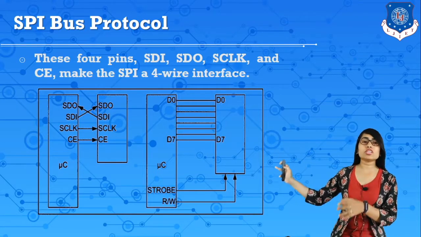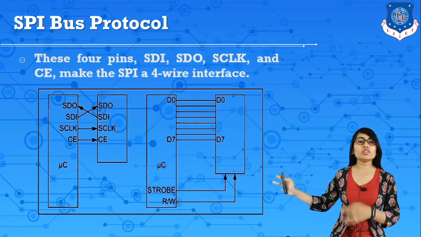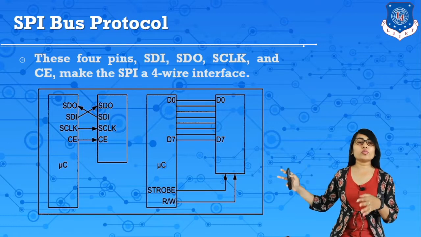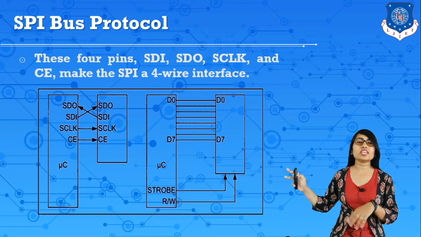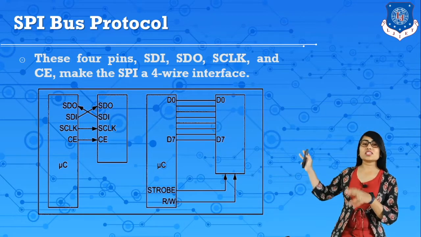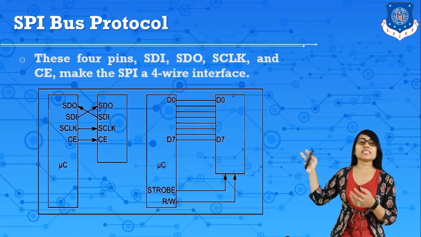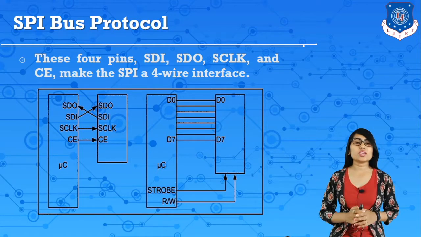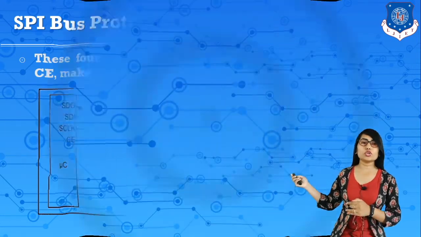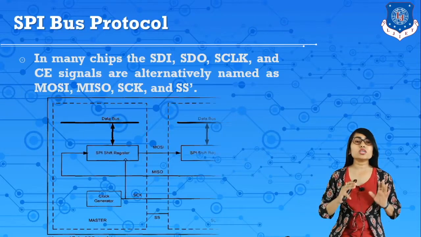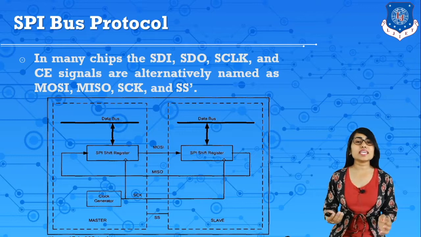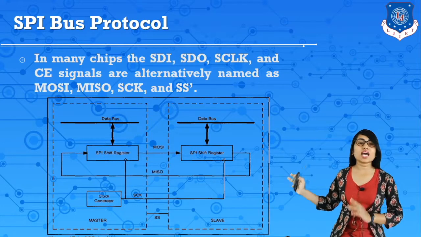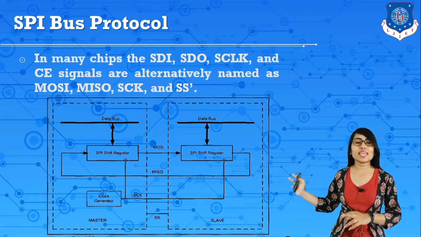So this is the SPI bus protocol, in which there are SDO, SDI, SCLK and CE. The microprocessor is connected with the SPI and it will transmit the data like this, and this is a conventional bus protocol, in which data is transmitted continuously with read, write and stop signals. So this is the SPI bus protocol and the conventional bus protocol. The SPI bus protocol is used in many chips. These SDI, SDO, SCLK and CE signals are alternatively named as MOSI, MISO, SCK and SS.